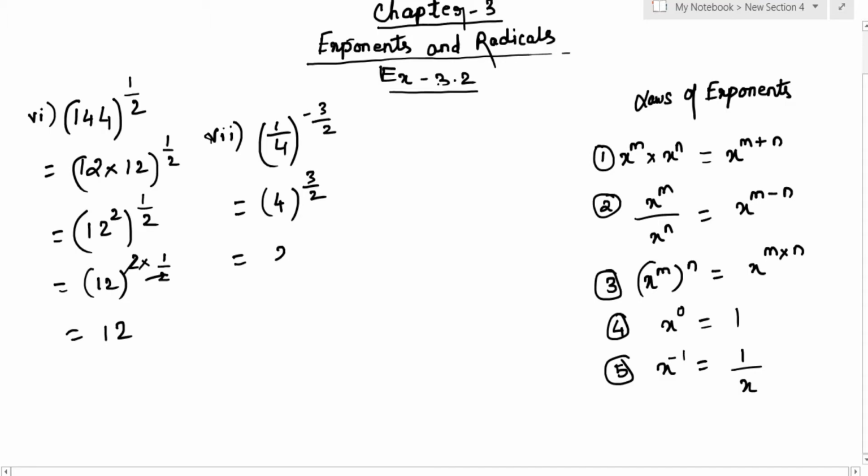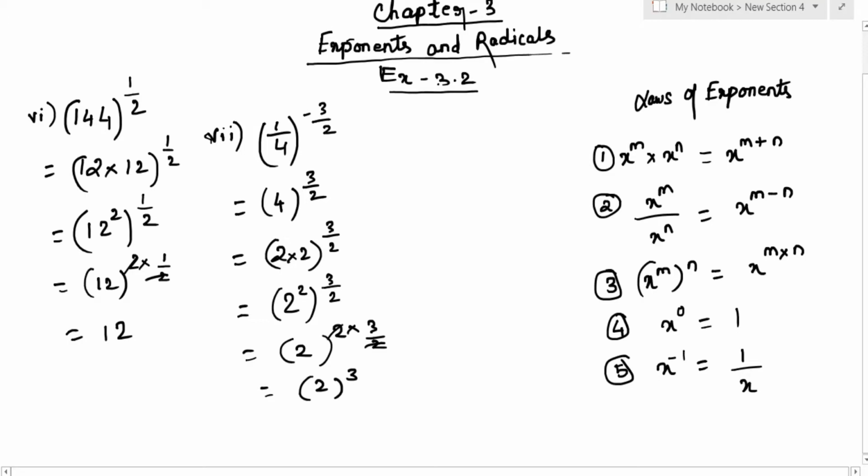Now you know that 4 means 2 into 2 whole to the power 3 by 2. Now that is the square of 2. Now when you have power to the power, they are going to multiply. So that will become 2 into 3 by 2. 2 and 2 are going to cancel and we have 2 to the power 3. That is 2 into 2 into 2. 2 2s are 4, 4 2s are 8. 8 is the answer. Next one, the last one, that is the eighth one.